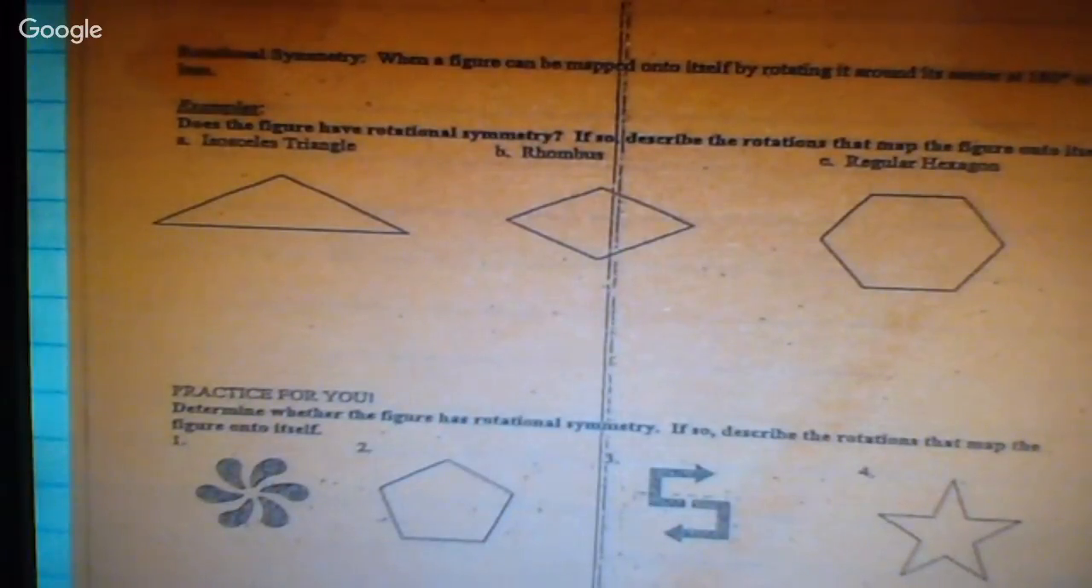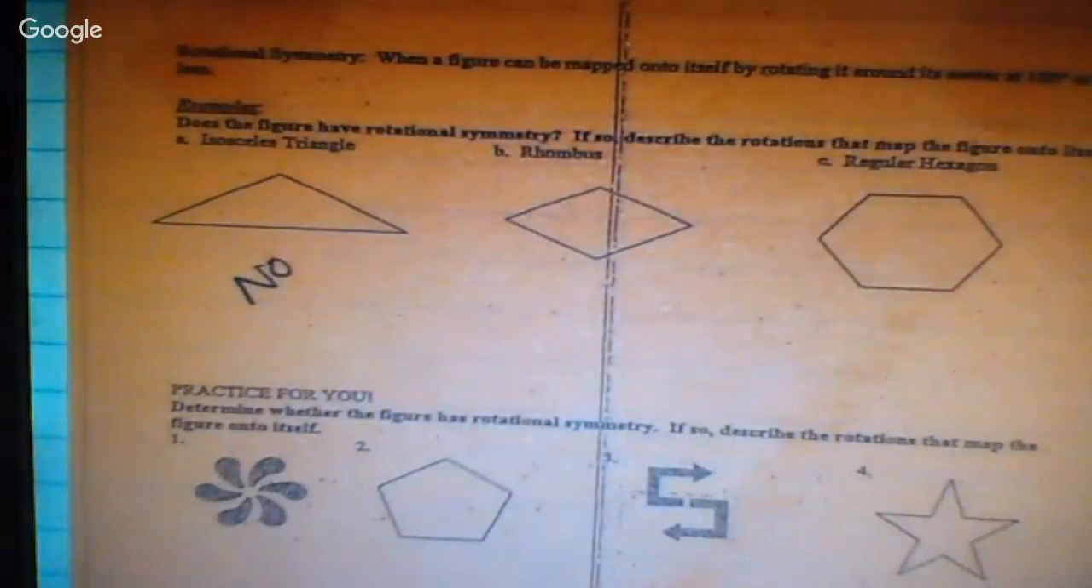Rotational symmetry is when a figure can be mapped onto itself by rotating it around its center at 180 degrees or less. Can I turn this triangle 180 degrees or less and it maps on top of itself? No. This one's a no. The only way to do it is to flip it the whole way around. Can't do that.